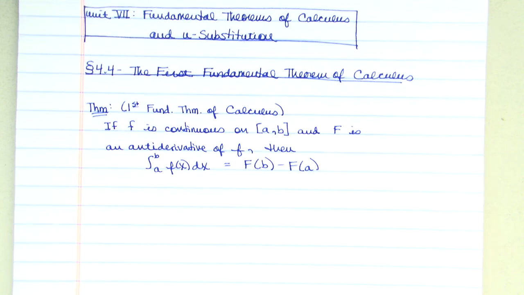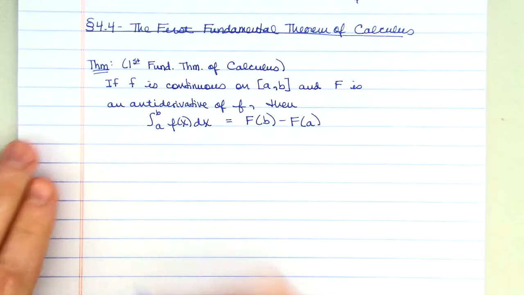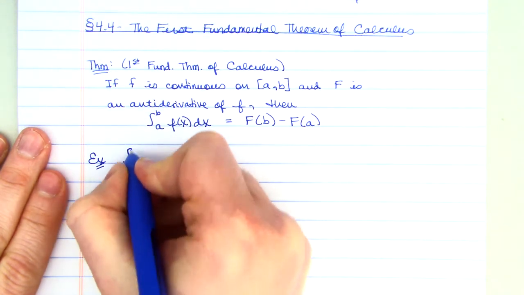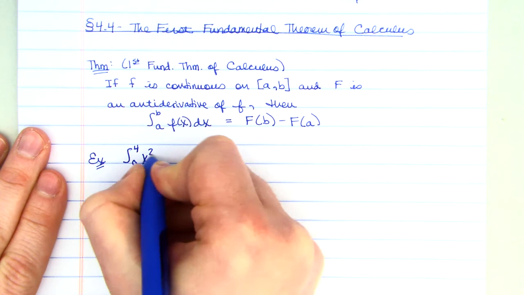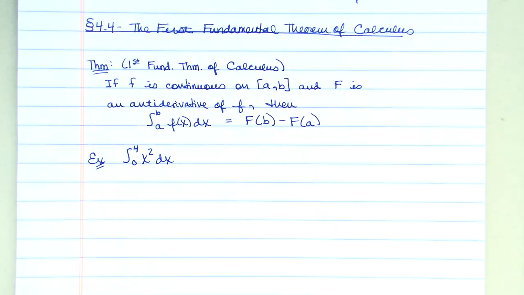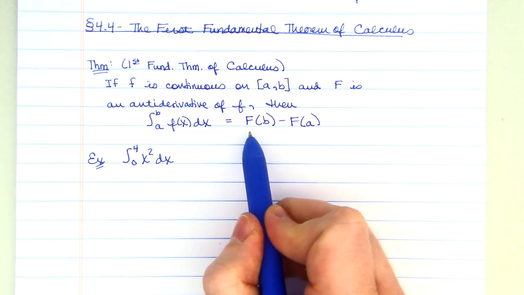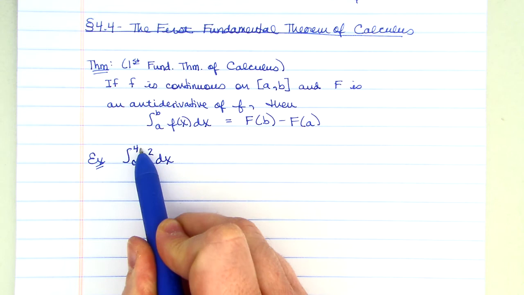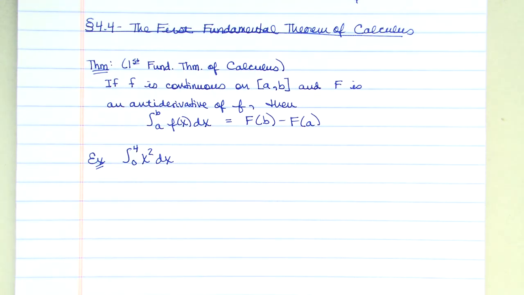Okay, so let me show you how we can use this. First example, I want to do the integral from 0 to 4 of x squared dx. I want to find the area under that parabola starting at 0 going to 4. And we saw how we can use the limit process to get there and all that. But now we're going to use this first fundamental theorem of calculus. What I need to do is I need to find my antiderivative. That's this capital F. Then I need to plug in 4 minus I need to plug in 0.